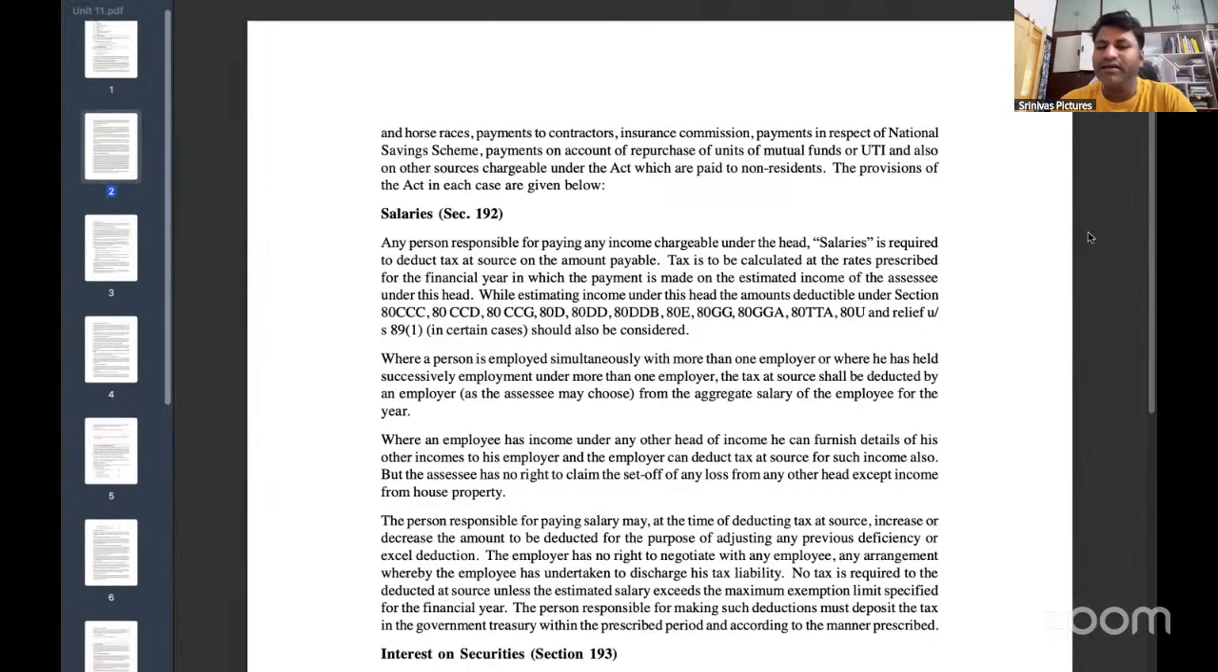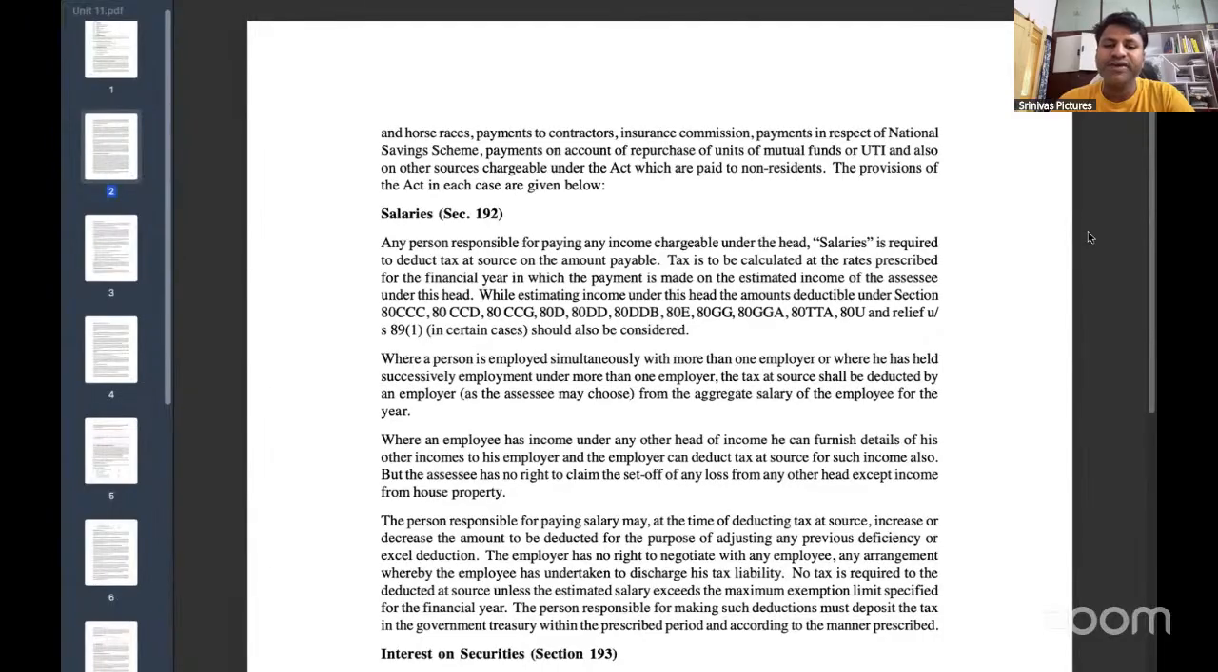80E is the educational loan. 80G is the donations. 80GG is the donations for the trust. 80TTA is interest on savings. 80U is for dependent handicapped persons. So all of these are adjusted before the deduction of salaries.